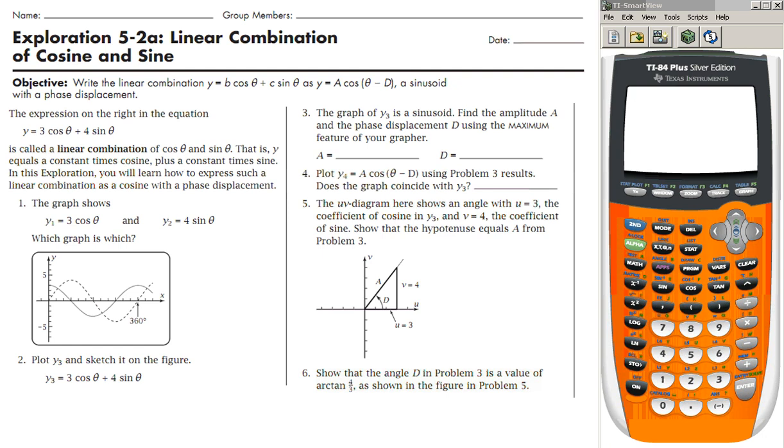Hello, so we're going to be doing this podcast today of this handout that you guys have on linear combination of cosine and sine. And the first thing I want to talk to you about is what linear combination means.